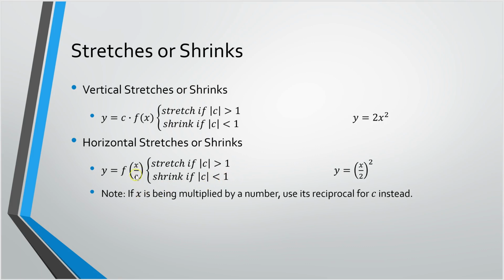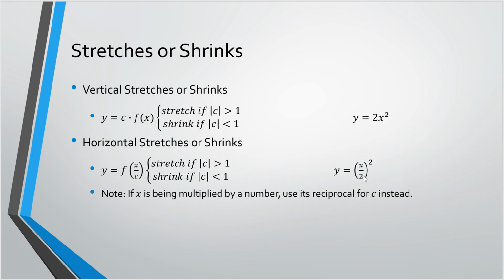What's tricky here is that we're describing it based on what x is being divided by instead of what x is being multiplied by. So for an example, if you have x divided by 2, then that means our c value is 2. So it is a stretch by a factor of 2. Usually people look at this and think, oh, it's cutting x in half, so it's making it half as wide, but it's backwards. It's actually making it twice as wide.